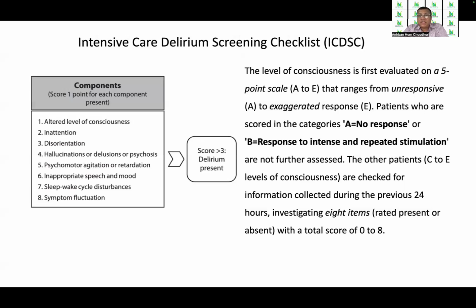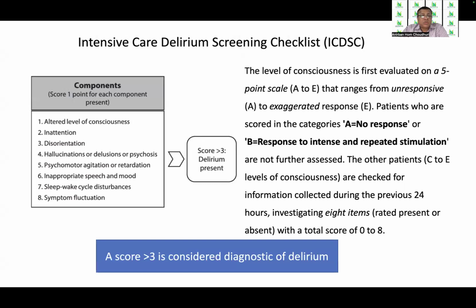The other patients, that is C, D, and E, are checked for the information collected during the previous 24 hours. Information means information about these 8 components. So these 8 items are investigated, whether they are present or absent. That gives a score of 0 to 8, and a score of more than 3 is considered diagnostic of delirium.